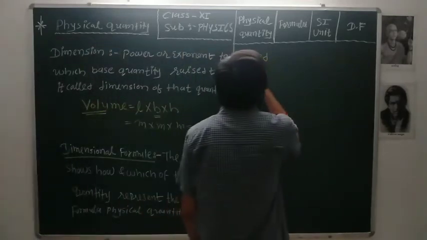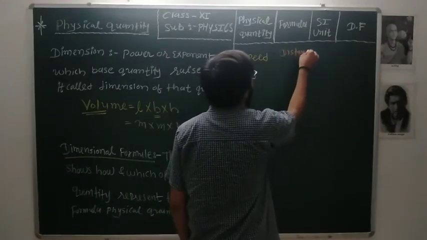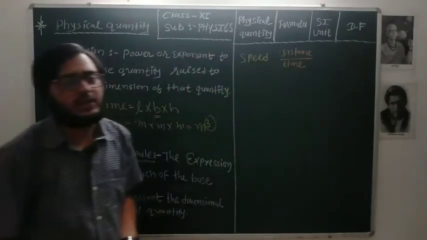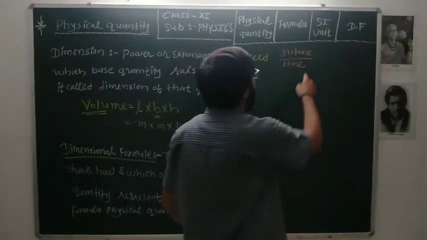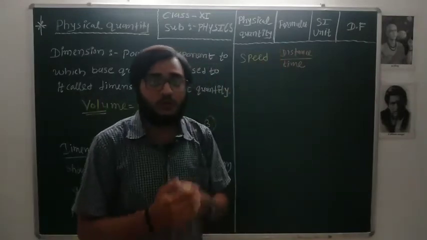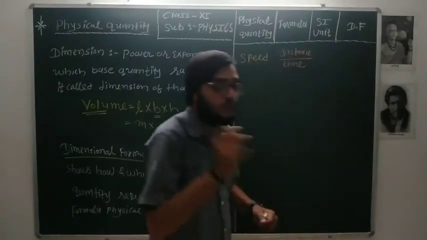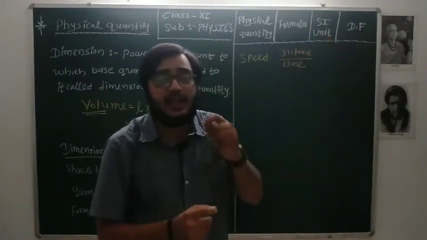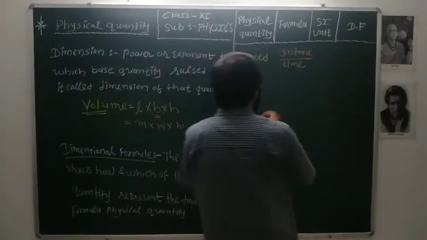So here we can write its equation, that is distance divided by time. We know that distance is measured in meter and time is measured in second. So we need to write here the SI unit of the speed. But what is SI unit? It is the internationally accepted unit. The full form of SI is Système International, meaning internationally accepted unit. So the unit of the speed is meter per second.